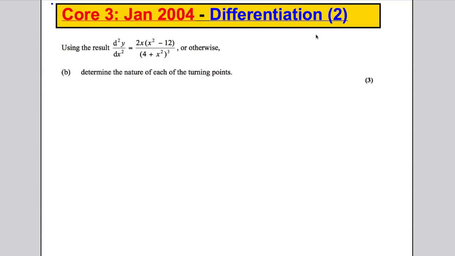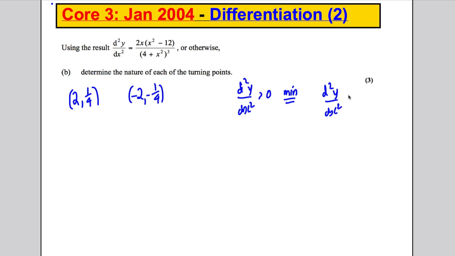And we're done. For the next part, we're told what the second derivative is. We're not asked to work it out, we're told, and we're asked to determine the nature of the stationary points. Remember, the stationary points were at 2 and a quarter, and negative 2, negative a quarter. And we should know that if d2y by dx squared is bigger than 0, you've got a minimum. And if d2y by dx squared, the second derivative, is less than 0, you've got a maximum. All we need to sub in is our x's, check if it's positive or negative, and we're done.